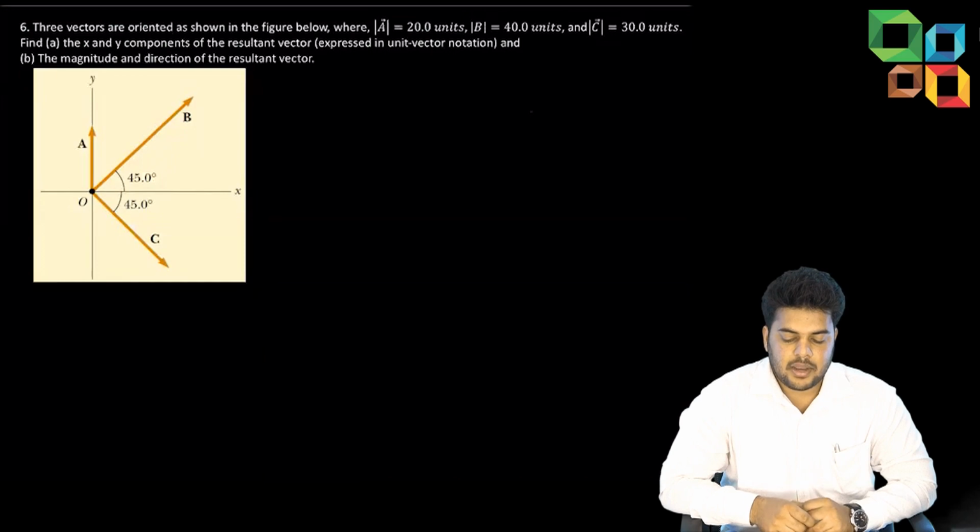Because I just noticed the magnitudes of B and C. Look at that, 40 and 30, and the angles of 45 and 45 add up to 90 degrees. What's going to happen?